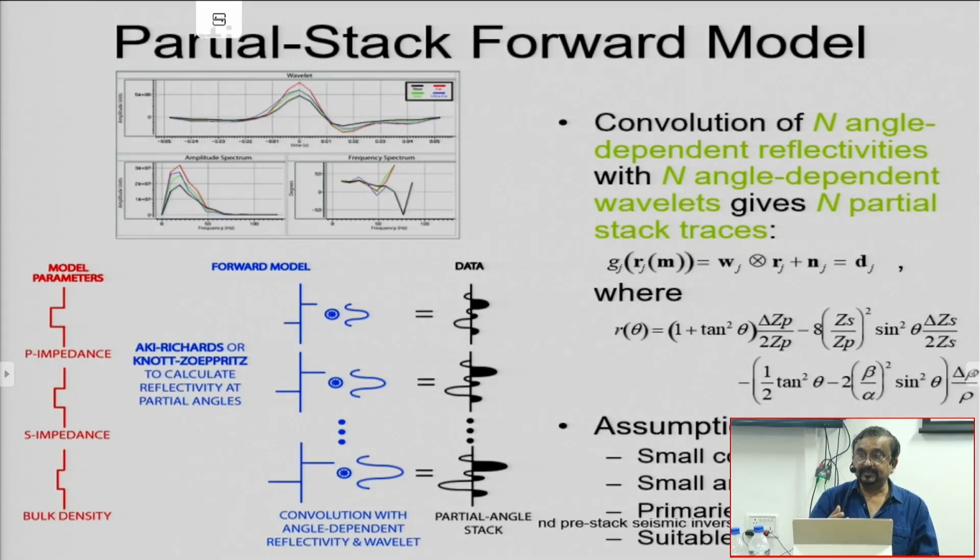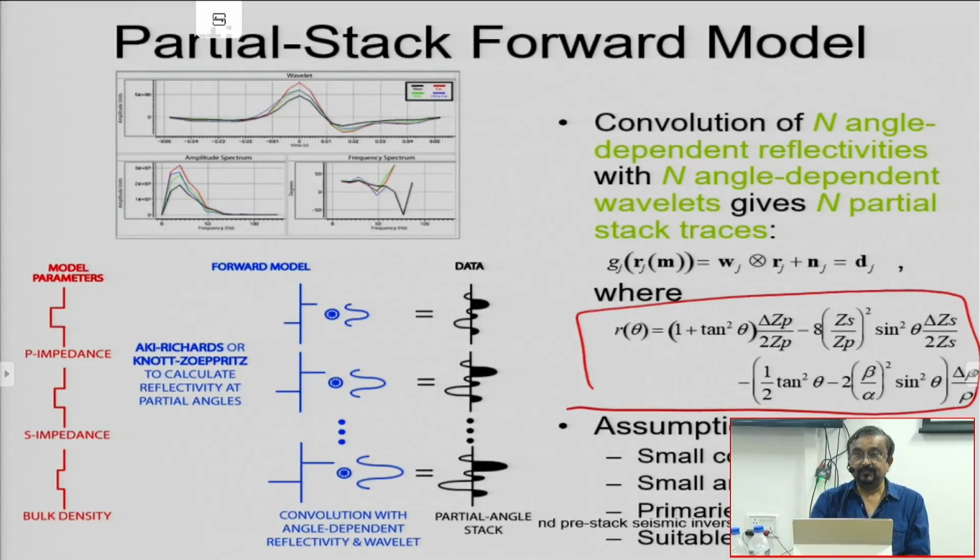Once we have the data, we want to do the forward model. In the post-stack case, we use the forward modeling approach where you convolve the wavelet with the normal incidence reflection coefficient. Here we use an angle-dependent reflection coefficient, and one such coefficient is given by this. So what is the difference? When you set theta equal to 0, this term goes away, this term completely goes away, and this term goes away. That's your post-stack.